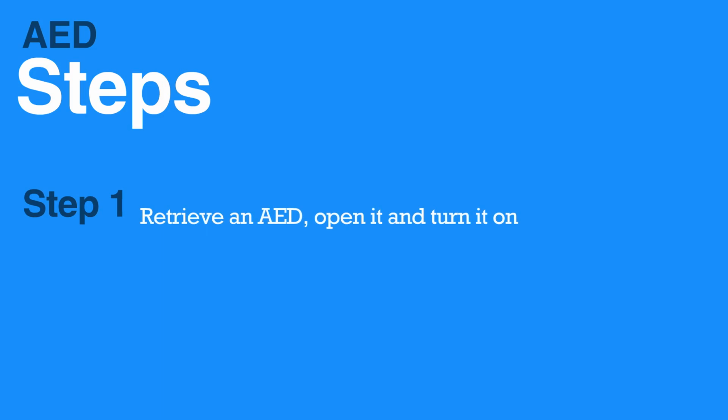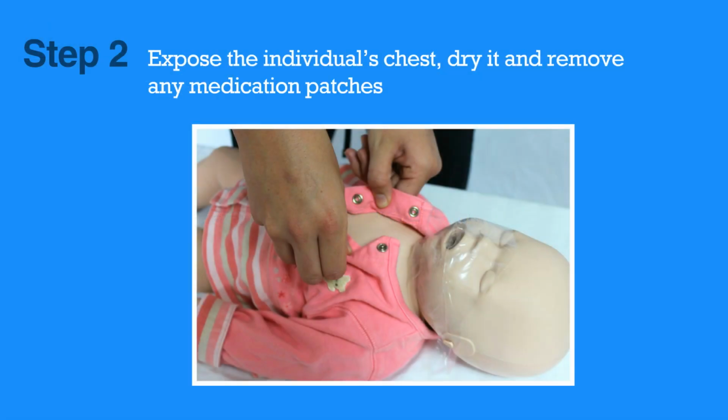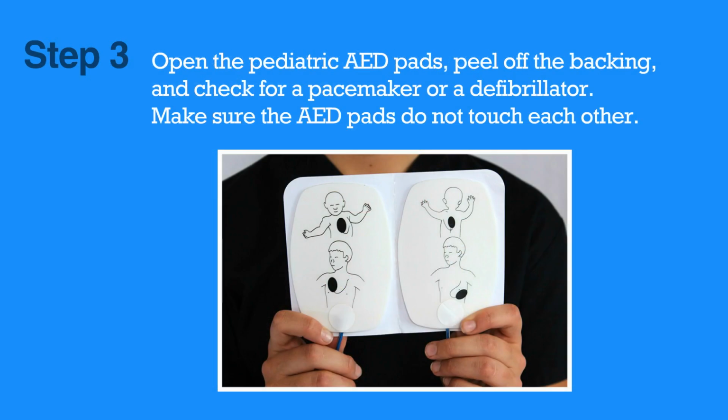First, retrieve an AED. Open it and turn it on. Next, expose the individual's chest, dry it, and remove any medication patches. Then, open the pediatric AED pads. Peel off the backing and check for a pacemaker or a defibrillator. Make sure the AED pads do not touch each other.